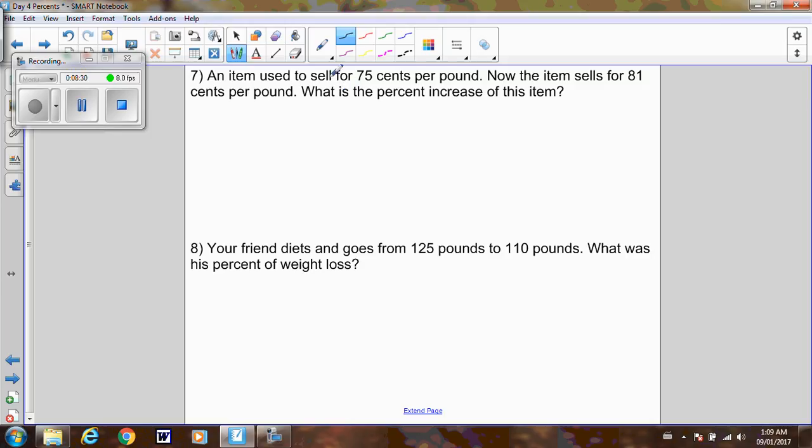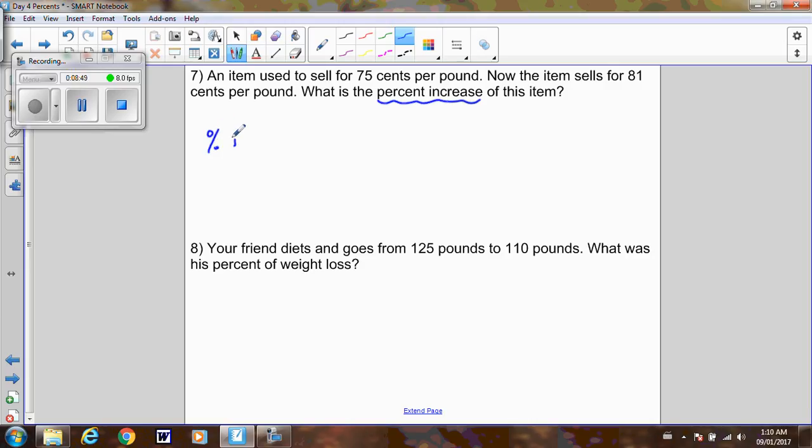Okay, last two questions here. Hopefully, it won't be taking too much longer. It says an item used to sell for 75 cents per pound. Now the item sells for 81 cents per pound. What is the percentage increase? Okay, so the percentage increase, I'm going to write it like this.